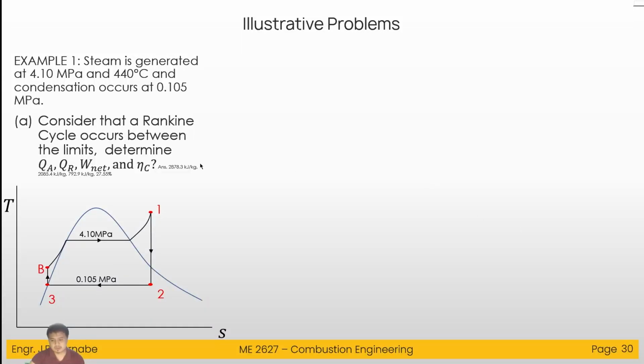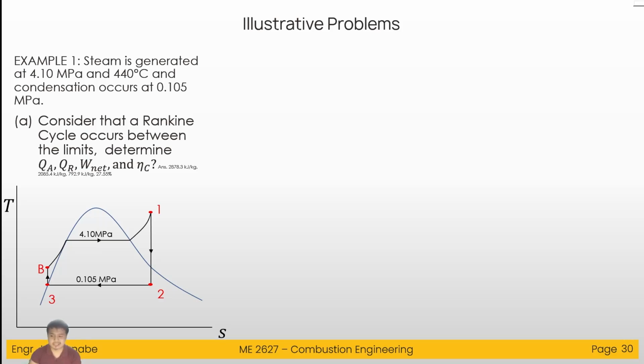In this first example, we have steam that is generated at a pressure of 4.10 MPa and 440 degrees Celsius. Then condensation occurs at 0.105 megapascals. Since these are the only three pieces of information, we are going to assume this is an ideal cycle, because we cannot really get a lot of information here. So it is just an ideal Rankine cycle.